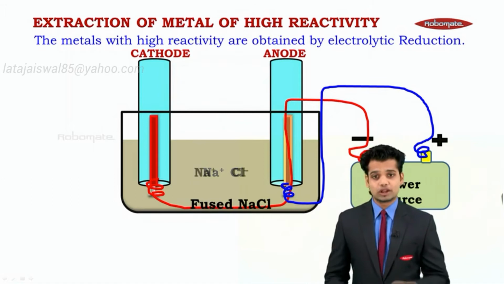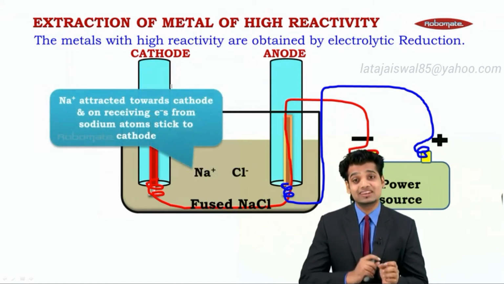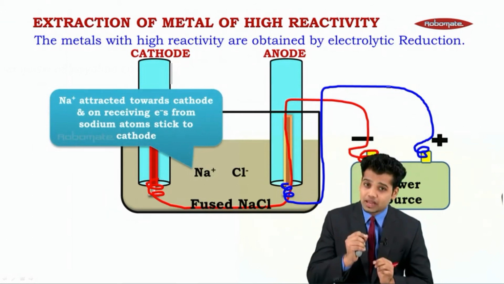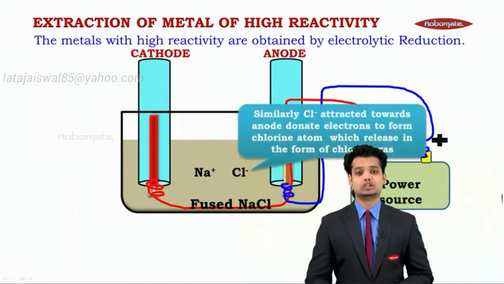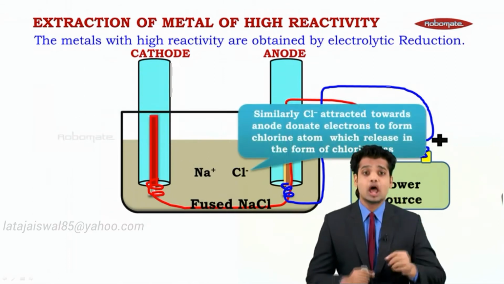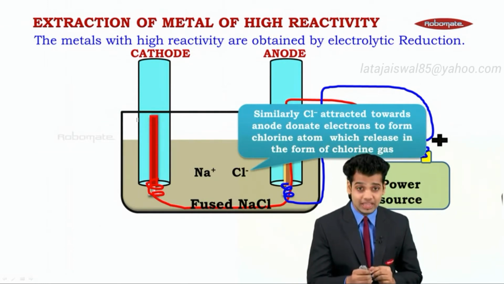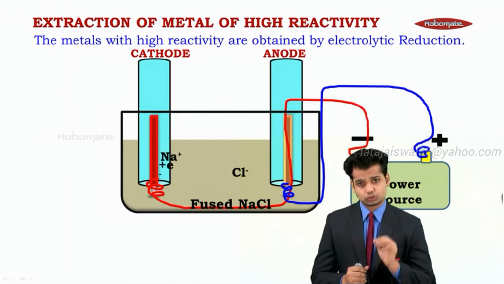Carbon rods are immersed, and Na+ and Cl- split up and get attracted. Na+ is attracted towards the cathode and, on receiving electrons, forms sodium atoms that stick on the surface. Similarly, chloride gets attracted towards the anode, donates its electrons to form chlorine atoms, which are released in the form of chlorine gas. Now you have to imagine this process with me.